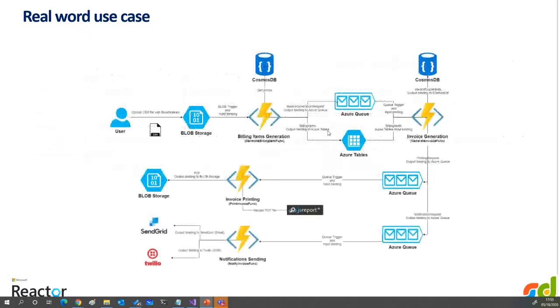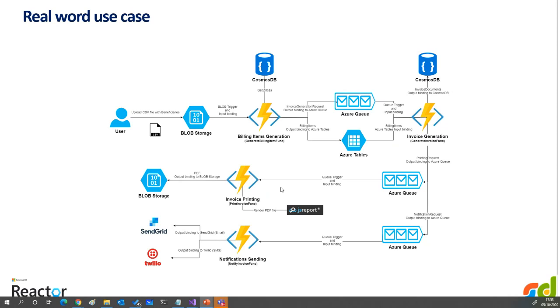I can go directly to this diagram. So the scenario is that a CSV is loaded to the Azure Blob Storage. A function retrieves prices from the Cosmos DB database and then sends the request to the Azure queue and the Azure table. A function for invoicing is triggered that creates the invoice and sends a message to two queues. One is the printing request queue and one is the notification request queue.